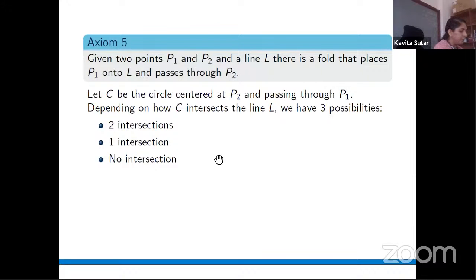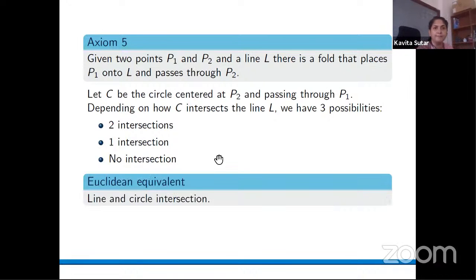You want to pass through P2, so you definitely want the fold here. But now, no matter how you turn this point P1 around, the point is that P1 traverses the circle, since the point P2 is fixed. So it's not going to happen. This point P1 is never going to lie on the line L2. So we have these 3 cases. I hope you appreciated this argument. And the Euclidean equivalent is simply these cases of line and circle intersection. So this is the axiom 5.